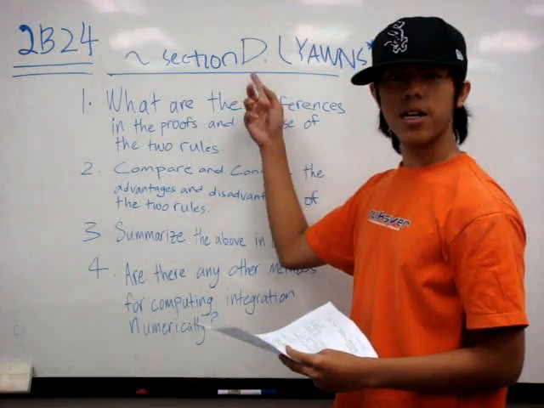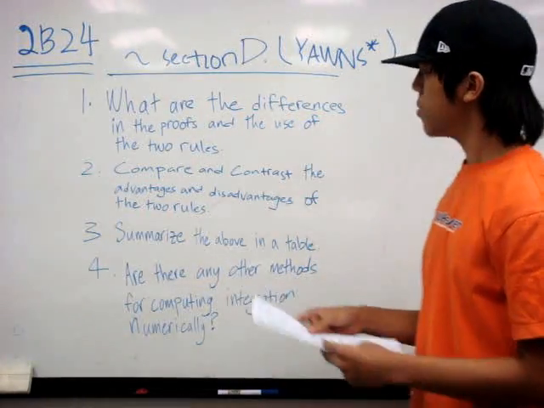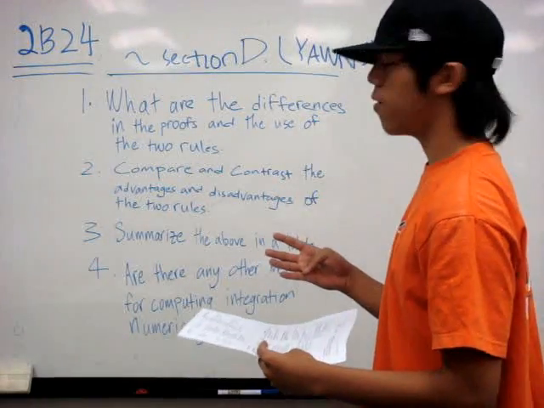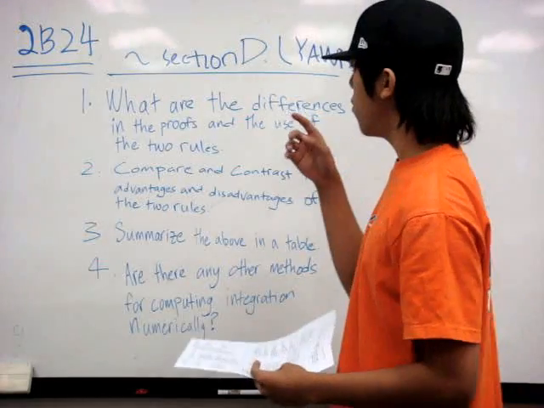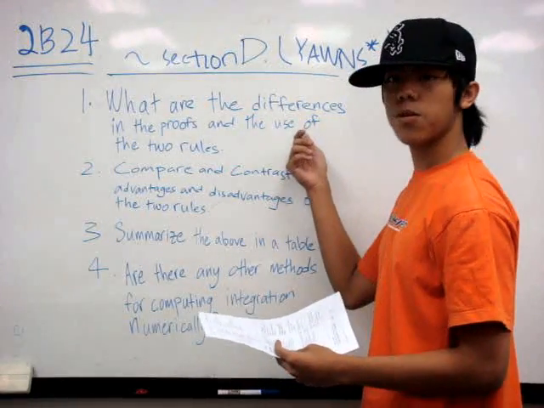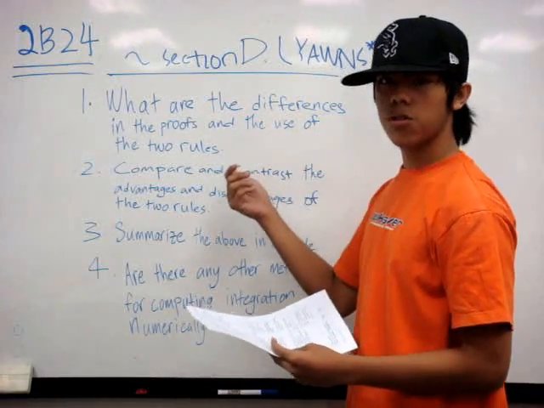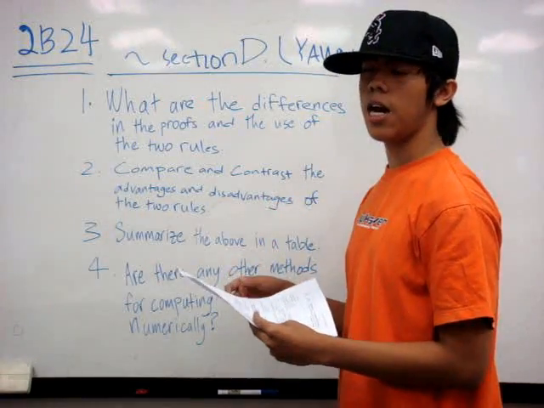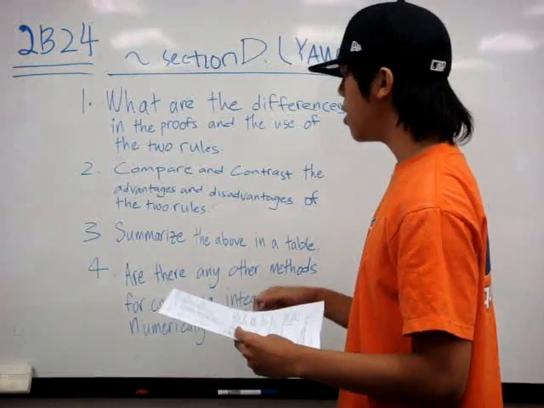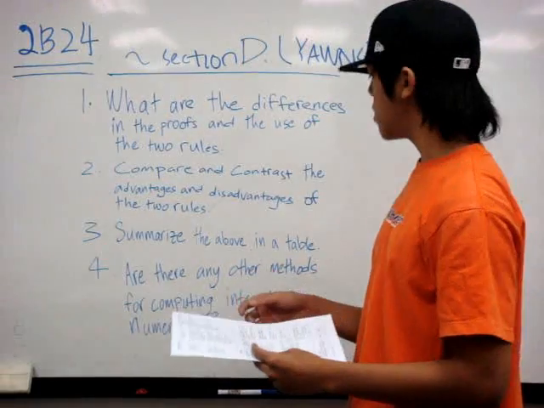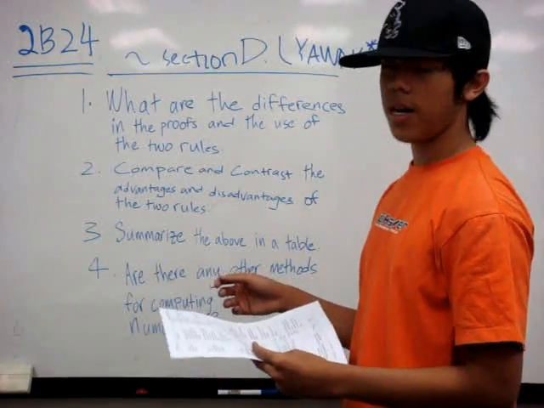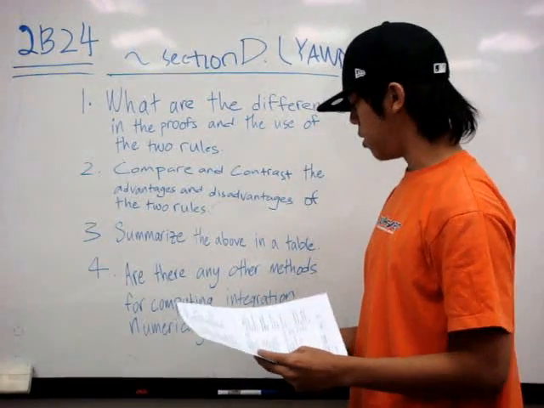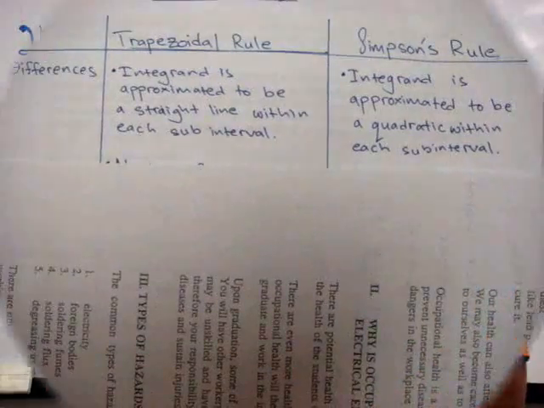I'll be doing section D of the project. There are 4 questions that I need to do for the project. Firstly, what are the differences in the proof and the use of the two rules? Second, compare and contrast the advantages and disadvantages of the two rules. Thirdly, I will need to summarize the above in a table format. And fourthly, are there any other methods for computing integration numerically?